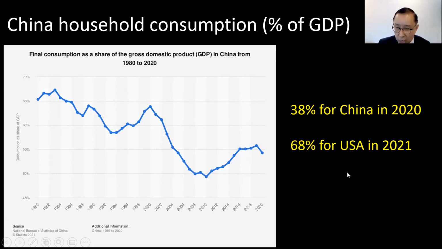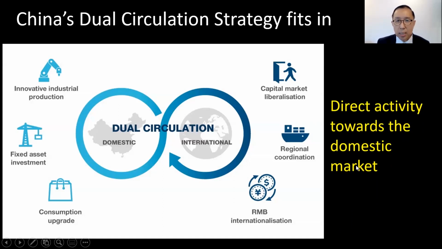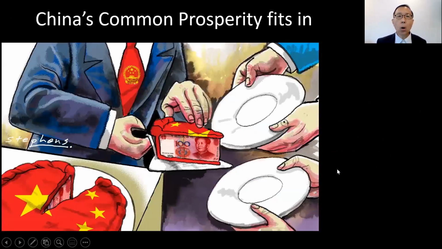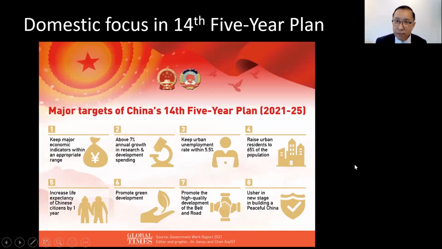So this must change. If you look at Chinese policies, dual circulation is to direct activity into the domestic market, or common prosperity. This also means that less inequality will lead to higher domestic spending in China. And if we look at the latest 5-year plan, it's always focused on boosting the domestic economy. So this will take time.